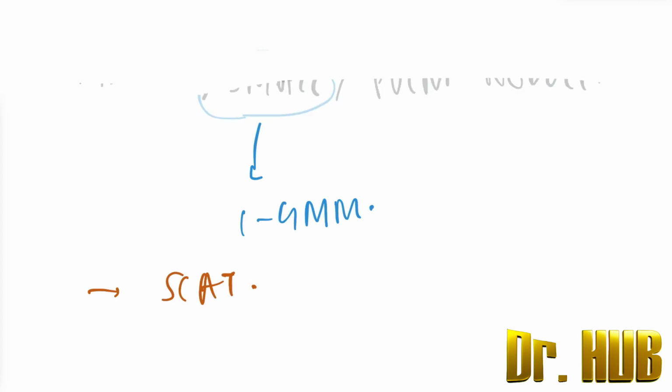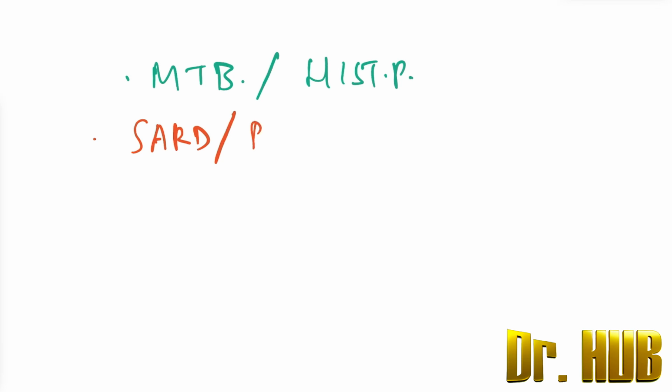And where are these conditions seen? So the miliary shadow is seen in miliary tuberculosis. So this is very important, MTB. Next is histoplasmosis, and also sarcoidosis and pneumoconiosis.